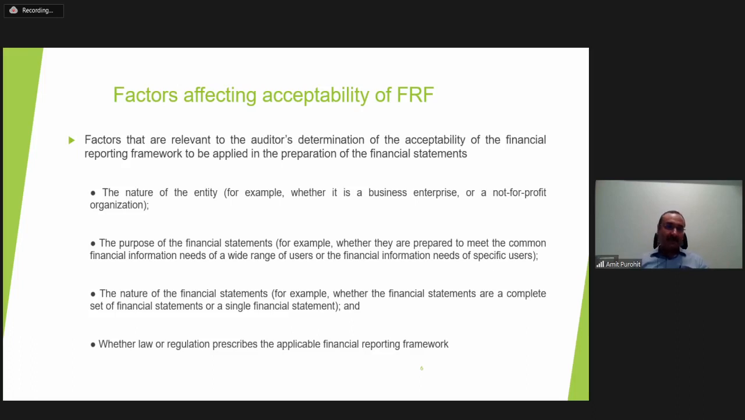The auditor will have to assess the nature of the entity, for example, whether it is a business enterprise or a not-for-profit organization. Then the purpose of the financial statements, for example, whether they are prepared to meet the common financial information needs of a wide range of users, which means general purpose financial statements, or the financial information needs of specific users. Then it will be tailor-made financial statements to meet the needs of the specific users. Then the nature of the financial statements, for example, whether they are a complete set of financial statements or a single financial statement, and whether law or regulation prescribes the applicable reporting framework or not. Like I mentioned before, and I am reiterating again, in the case of companies there is an applicable reporting framework given under the Companies Act.